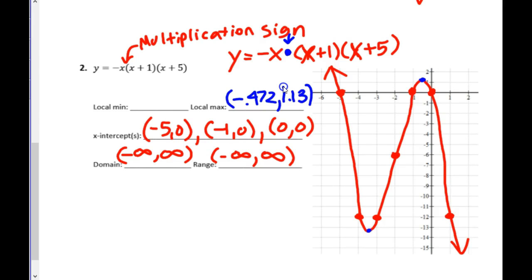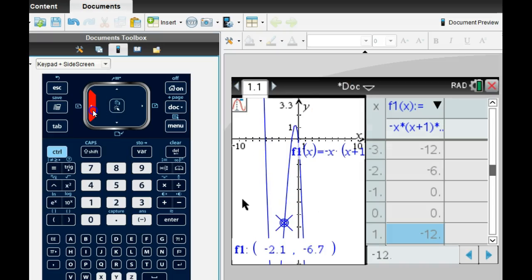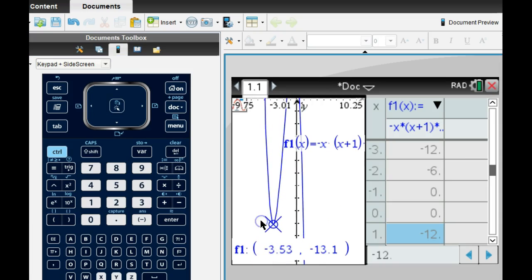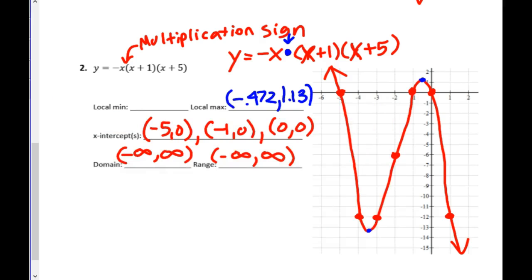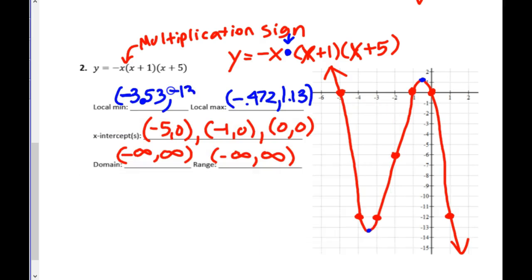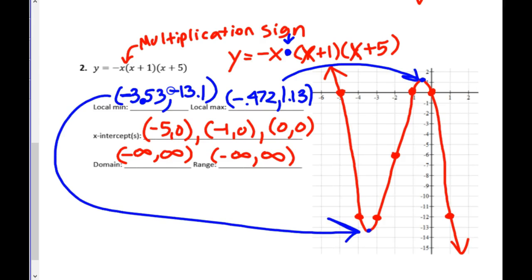Now let's get the minimum down here. So all I got to do is go to the left, left, left, left, all the way down. And there we go, negative 3.53. That's a point, that's a negative, comma, negative 13.1. This is right there, and then this is right there. Okay.